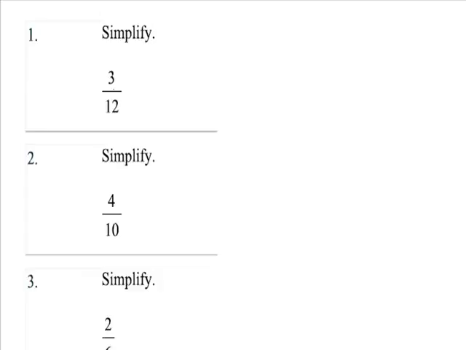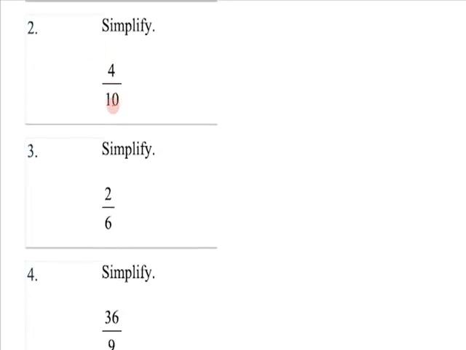Problem number 1. I have 3 over 12. I'm looking for a common factor to divide out. I know that 3 goes into itself, and I also know that 3 goes into 12. So if I divide both the top and the bottom by 3, I get a 1, and 12 divided by 3 is 4. So that is the same as 1/4. If I had done prime factorizations, it would have worked the same way.